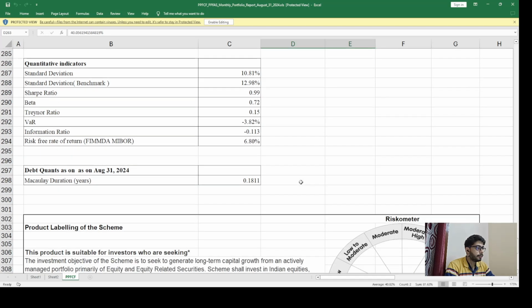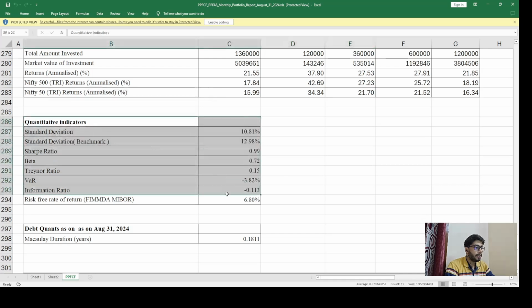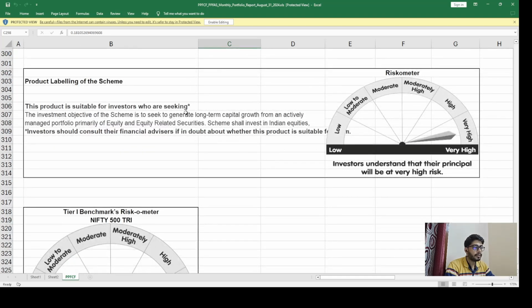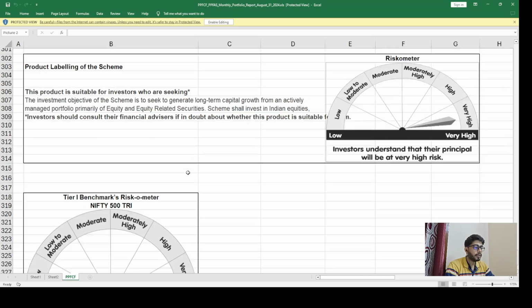And you also see quantitative indicators. If you are at a slightly intermediate stage in mutual fund investing, you would have heard about the Sharpe ratio, beta, standard deviation, and all that. Those are also mentioned here for you to look at. And for the debt part, you have Macaulay's duration mentioned. And finally, we have the risk. The riskometer has to be given as part of the disclosure, and we see that it is mentioned here. Most of the equity funds do have a very high risk, so that is mentioned over here.